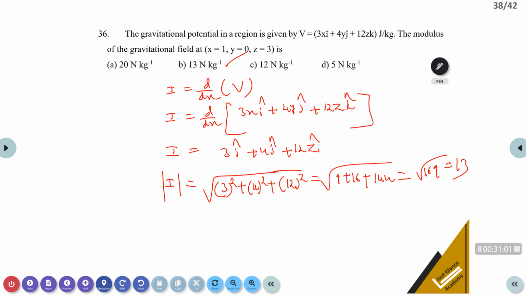Newton per kg. It is just like simply F equals Q into E, which you are writing now. The same gravitational force, F equals M into E, or I you can write. Therefore, I equals F divided by m. What is the unit of F? Newton. This is what? Kg.